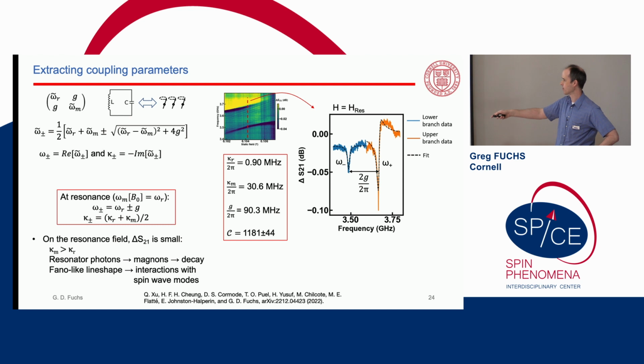So we pull this out. This is about 90 megahertz. Okay, then also on resonance, the line width of these features is just the average of the resonator line width and the magnon line width. So again, by fitting these, we can pull out that the magnon line width is about 30 megahertz, which is good, still not as low as it is in the YIG sphere case.